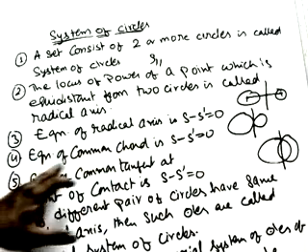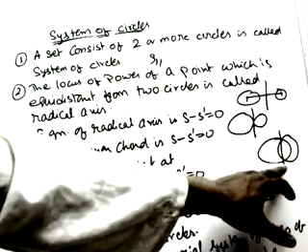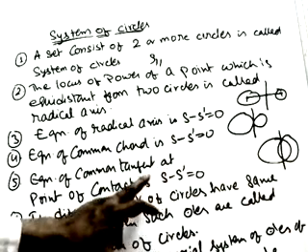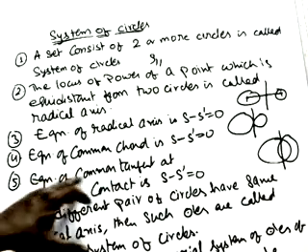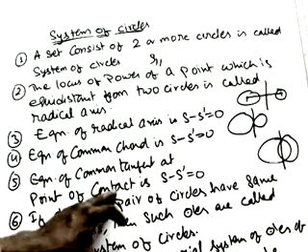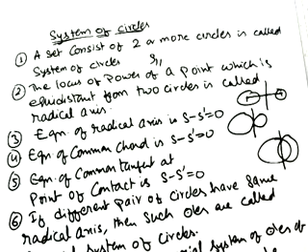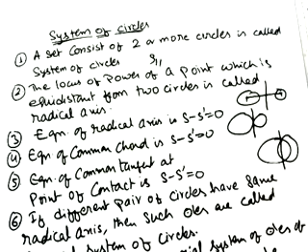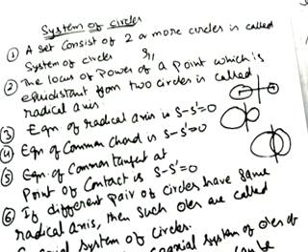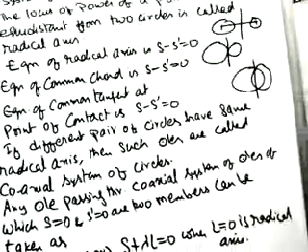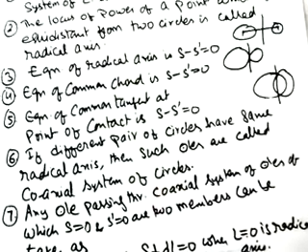Equation of radical axis is S minus S dash equals 0. Equation of common chord is the same, S minus S dash equals 0. Equation of common tangent at the point of contact is also the same, S minus S dash equals 0. Whatever we say, radical axis, common tangent, common chord, we use the same formula, S minus S dash equals 0.